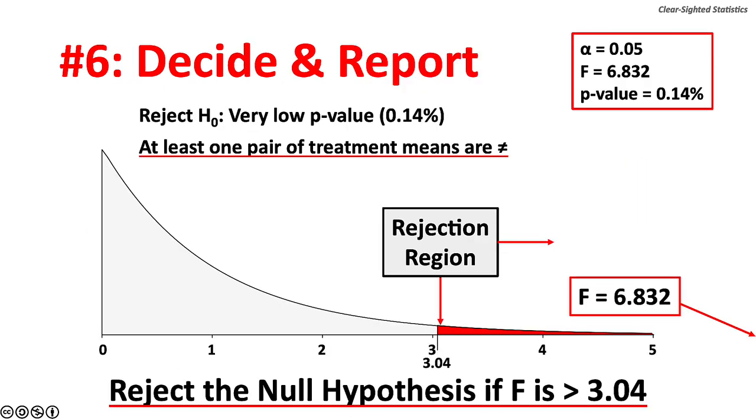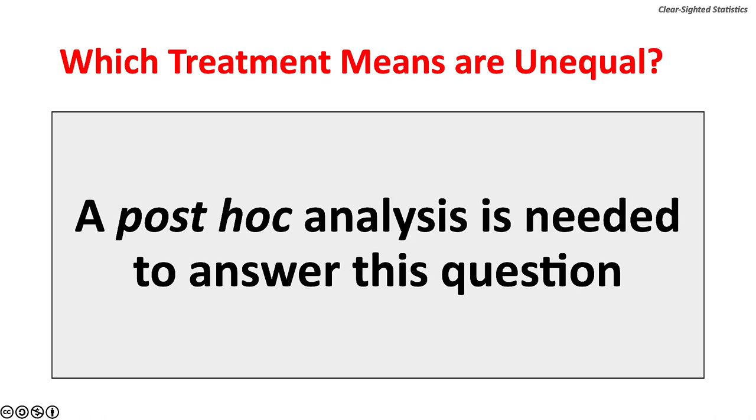Step 6, decide and report. Our decision: we have sufficient evidence to conclude that at least one treatment pair has unequal average daily sales. With an F value as high as 6.832 and a p-value as low as 0.14%, the null hypothesis is rejected. There is statistical significance. Which treatment means are unequal? A post-hoc analysis is needed to answer that question.